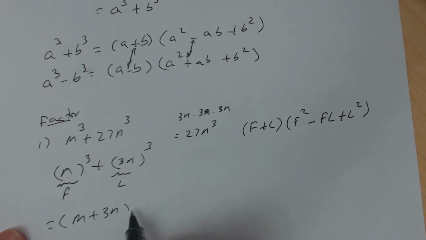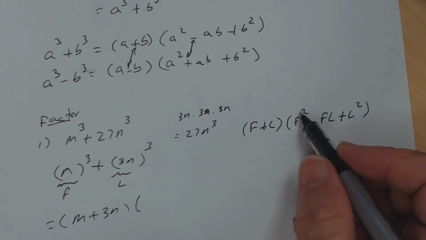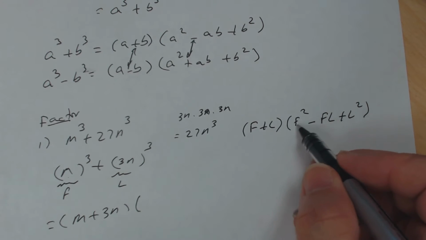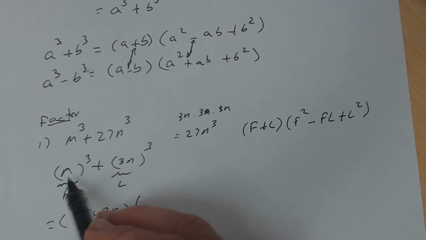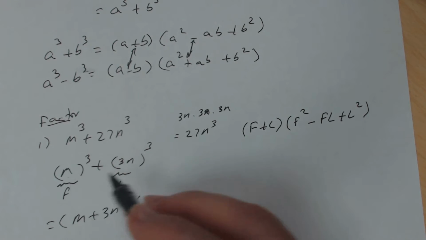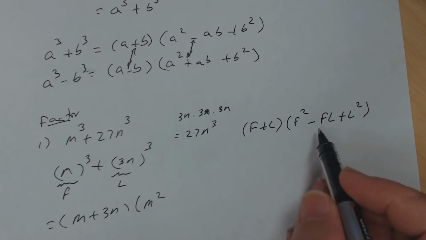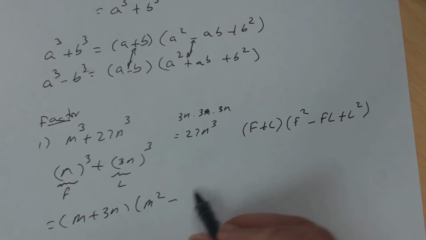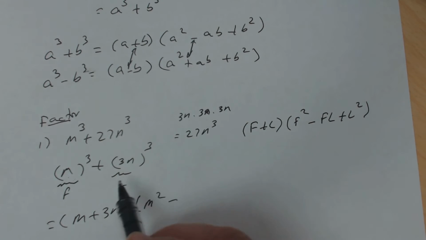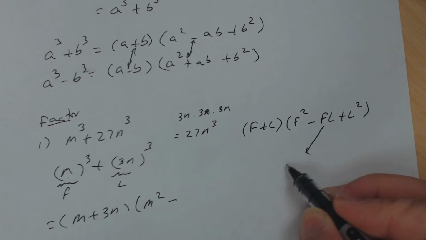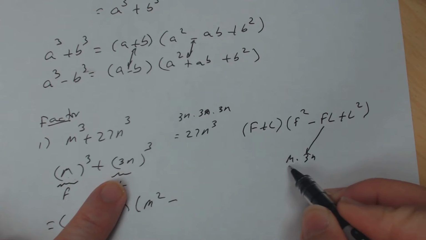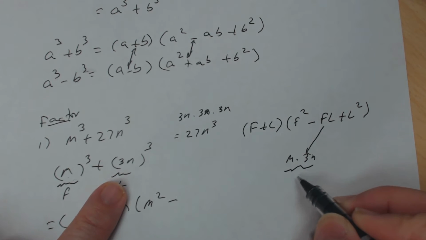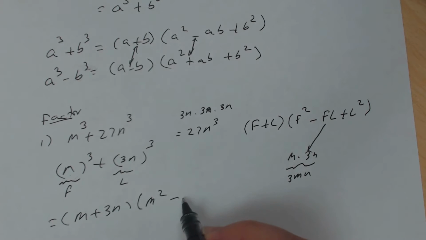So m plus 3n times, all right, now remember this says I take f, whatever f is, and square it. I multiply it by itself. So f here is m, and m times m is m squared. Then I have to subtract f times L. Remember f times L here: f is m and L is 3n. So m times 3n is 3mn. So that goes here.